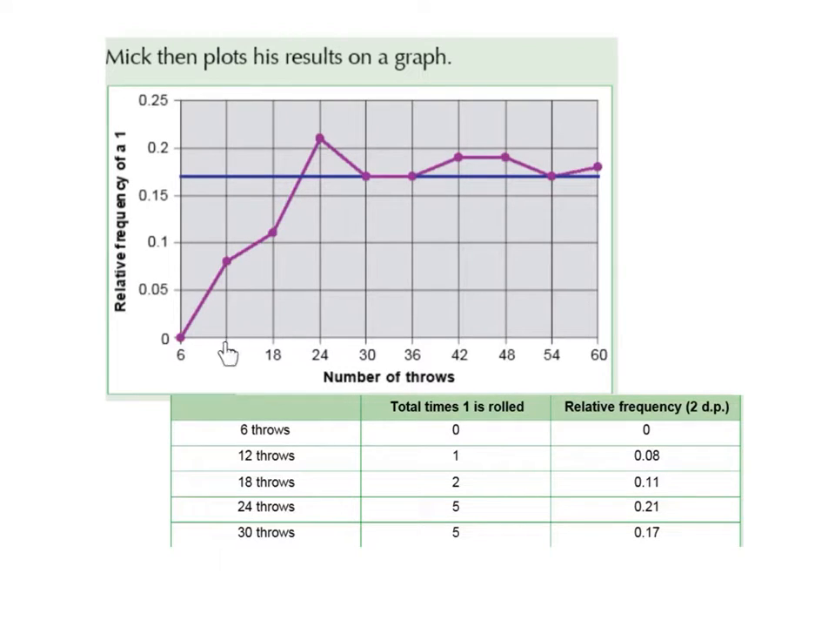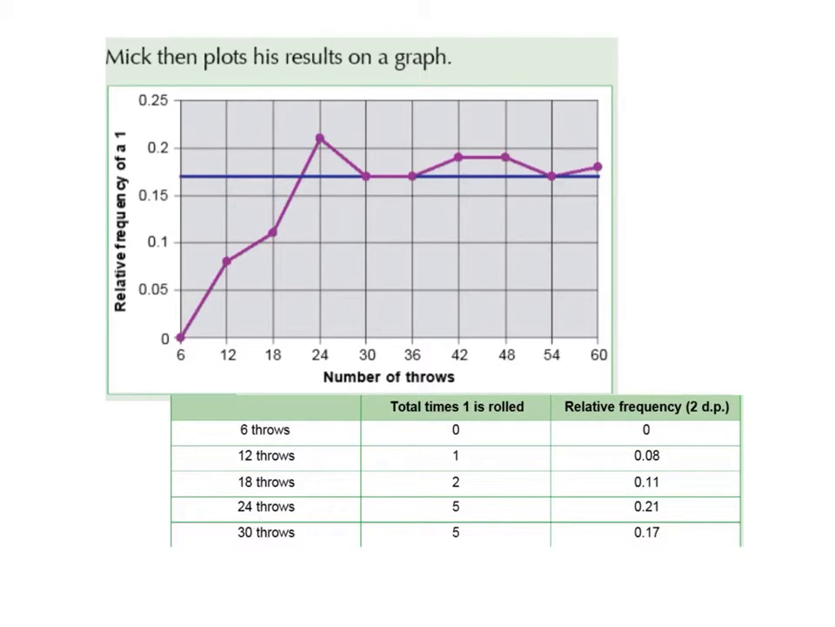After 12 throws, his relative frequency is 0.08. So you go to 12 on the x-axis and 0.08 on the y-axis, which is about here, and plot our point. After 18 throws, his relative frequency is 0.11. So go to 18 on the x-axis, 0.11 on the y-axis, and plot our point. After 24 throws, the relative frequency is 0.21. Let's go to 24 on the x-axis and 0.21 on the y-axis, which is around there.